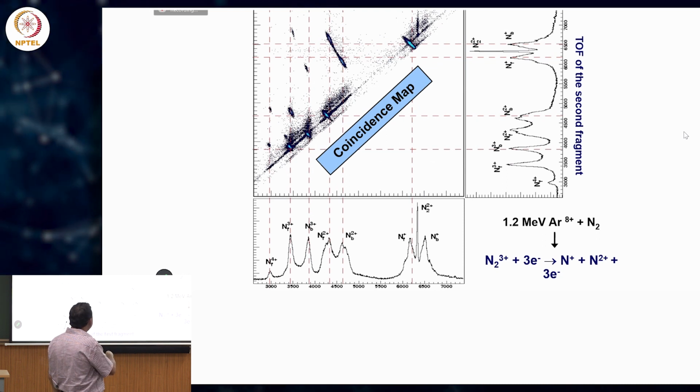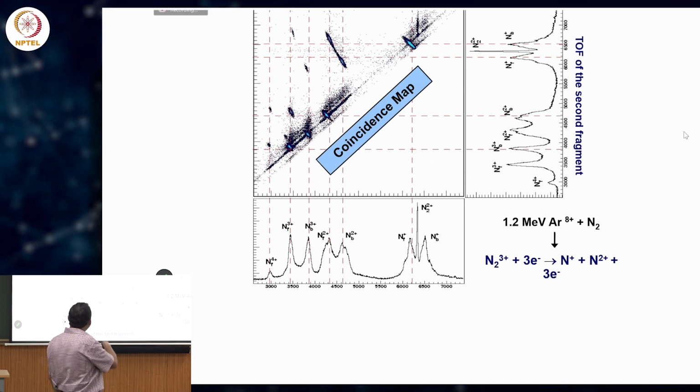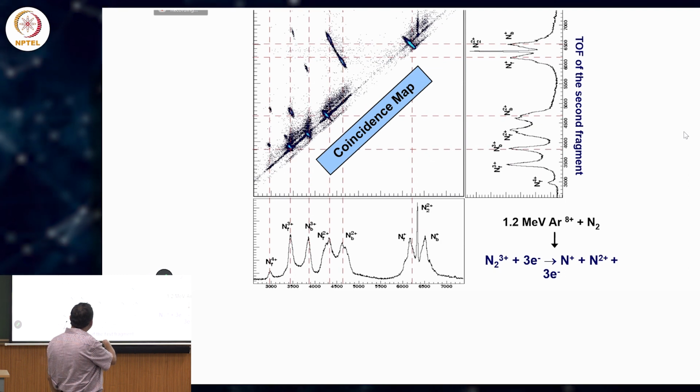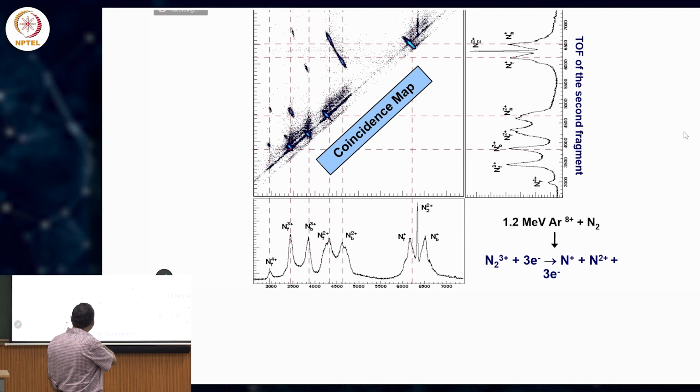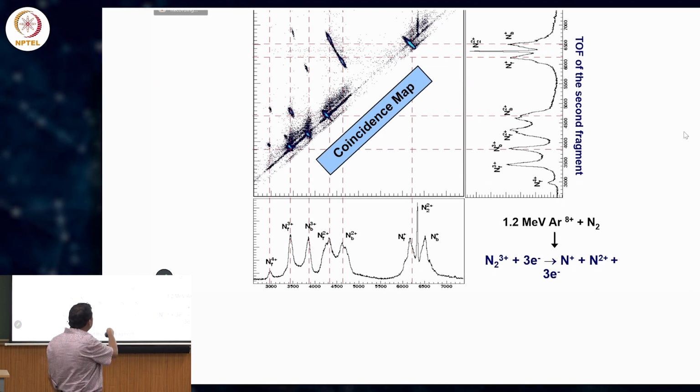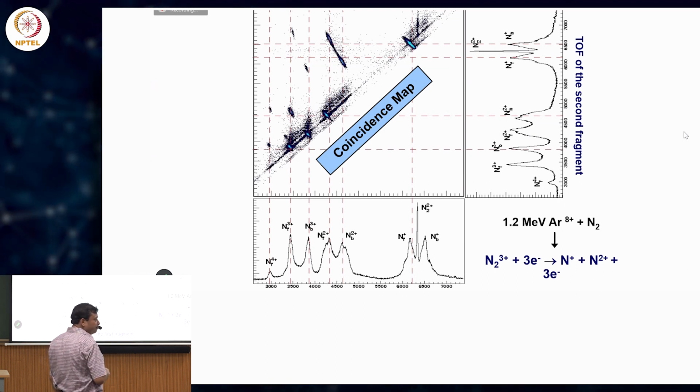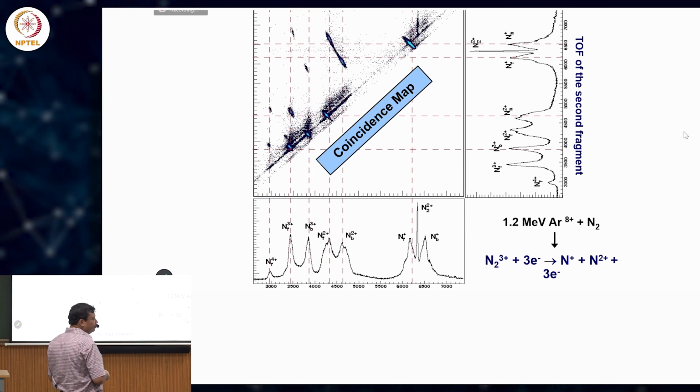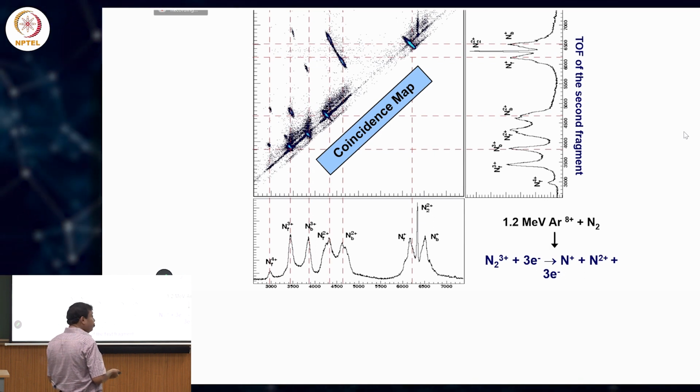These black patches are true coincidences, but you see the black patches as well as the line which is perpendicular to this. These lines are all false coincidences. Your map will be dominated by them.